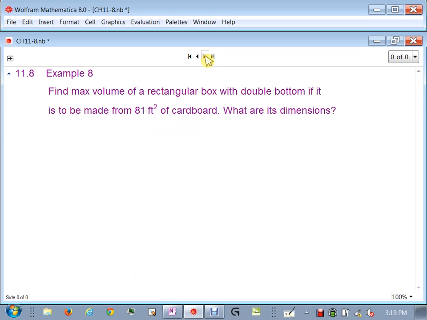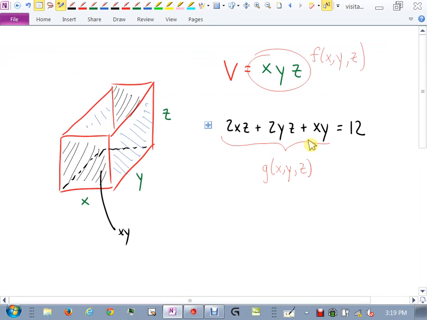Find the maximum volume of a rectangular box with double bottom if it is to be made of 81 square feet of cardboard. Same exact problem. It has a double bottom. Isn't that the same as having a bottom and a top? So it's the exact same setup as the previous problem, except this right here would be a what? 2, and this would be, what was it, 81? 81, that's it.